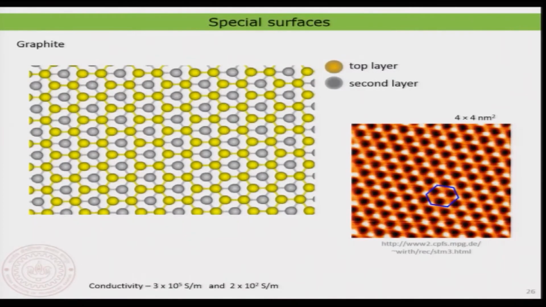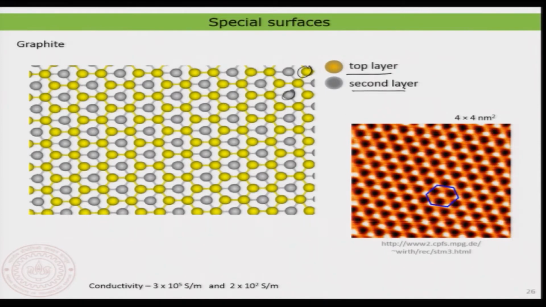Now, let us have a look at some special surfaces. The graphite surface, because we are also going to look at a few examples later where you will be using graphite. Graphite is also quite interesting nowadays after the discovery of graphene, because graphene is nothing but a single layer of graphite. Graphite comes under the hexagonal Bravais lattice. Here the yellow atoms are the top layer and the gray atoms are the second layer.